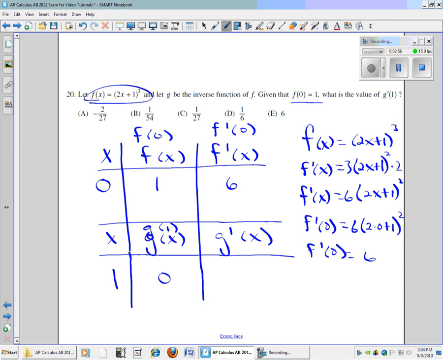And what I need to realize now is that on this right-hand side, I'm going to be taking g prime of 1. And what we find is that when working with inverses, g prime of 1 is the reciprocal of the first derivative of f at 0. So all I've got to do is look at this term and write its reciprocal, and that will be the first derivative of g at 1. And so that gives us 1/6, and we're done. Our answer is letter D, 1/6.